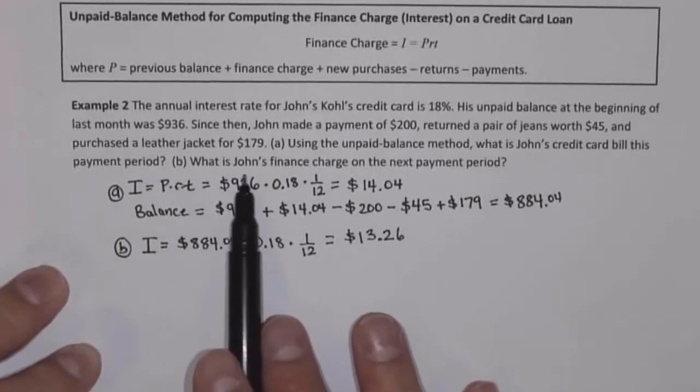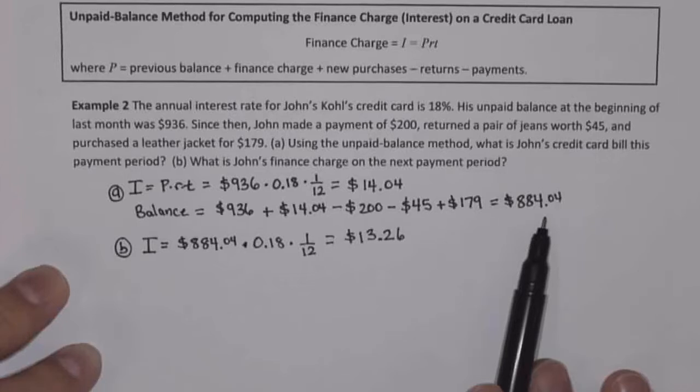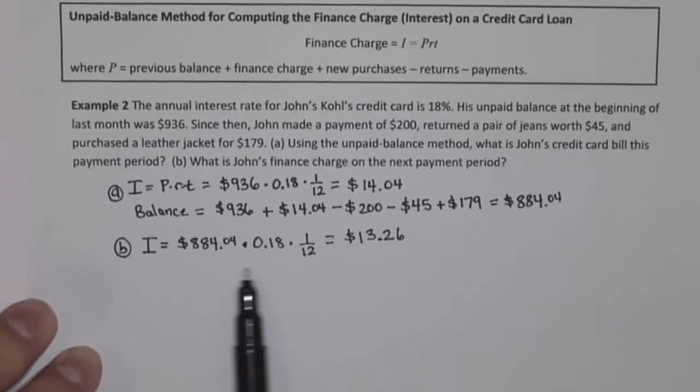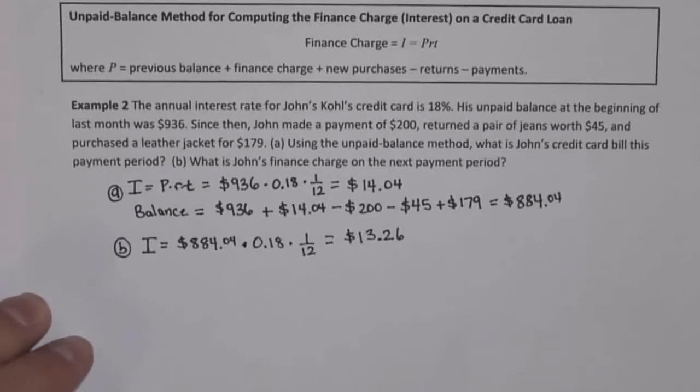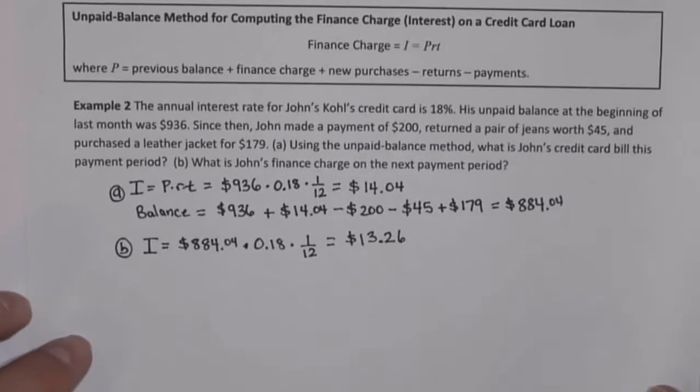If John carries that balance of $884 to the next month, he's going to have to pay $13.26 in interest on that. Let's take a look at another example.